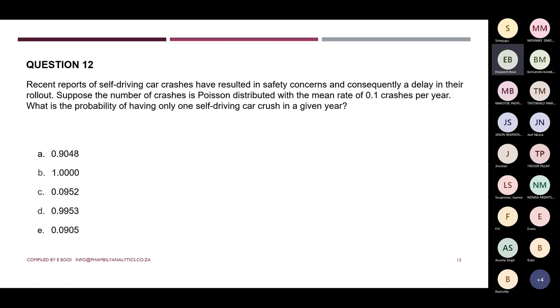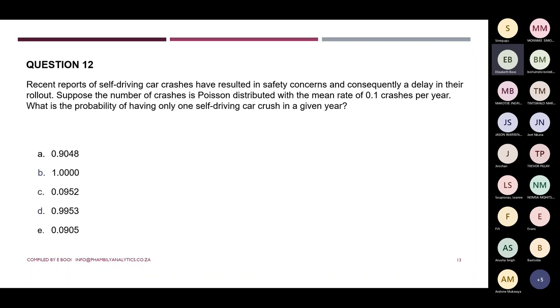Moving on to question 12, which is the second last question that we have. Recent reports of self-driving car crashes have resulted in safety concerns and consequently a delay in their rollout. Suppose the number of crashes is Poisson distributed with a mean rate of 0.1 crashes per year. What is the probability of having one self-driving car crash in a given year?